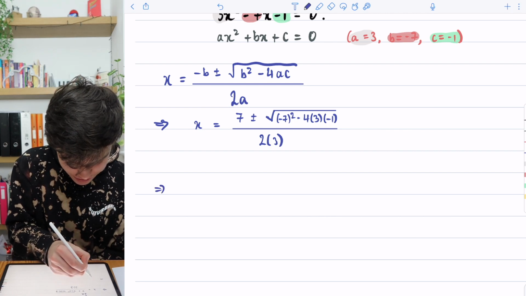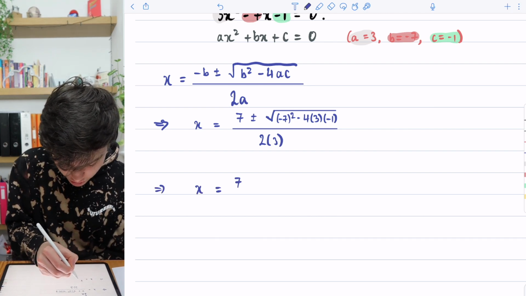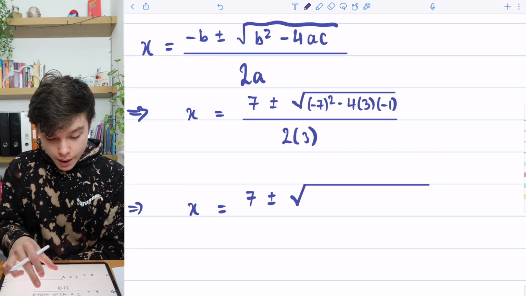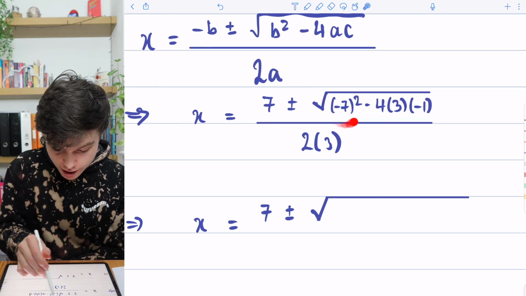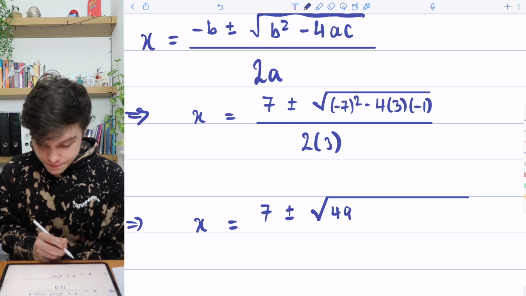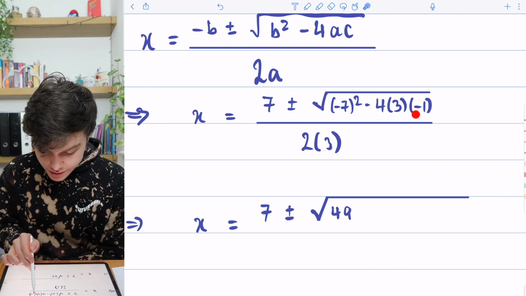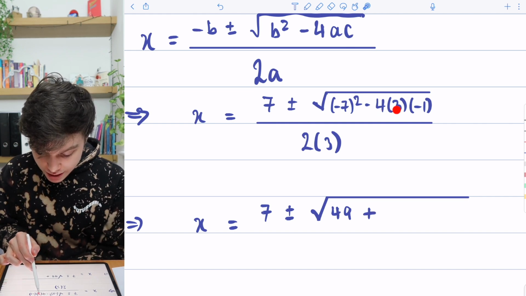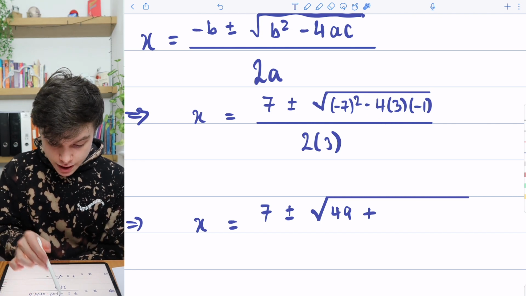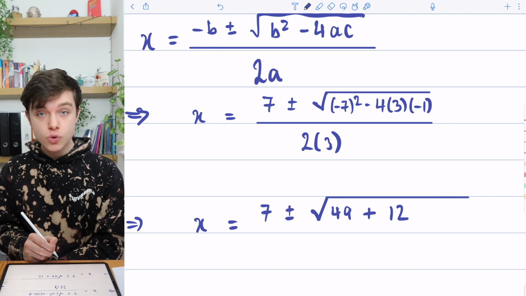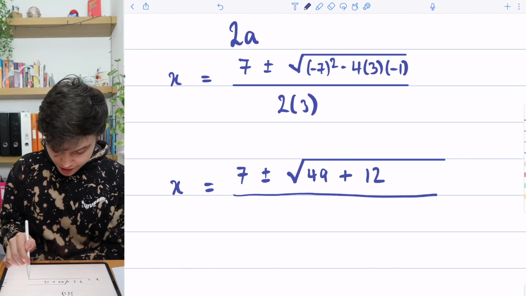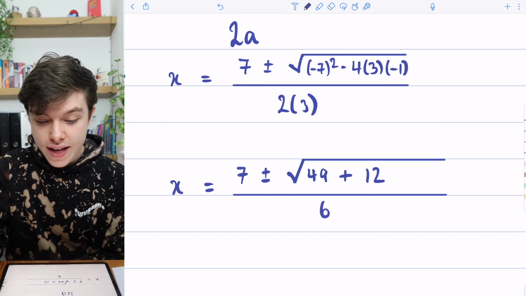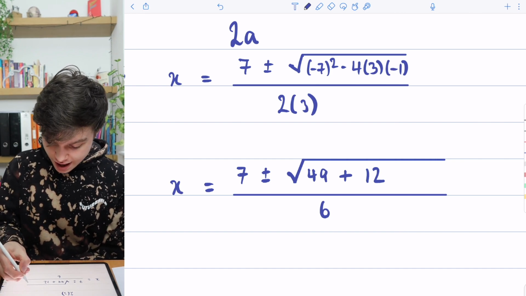Okay, so that then tells us that x is equal to 7 plus or minus the square root of minus 7 squared. We're doing the minus 7 squared under the square root here, which will give me 49. And then minus and a minus is going to give me a plus, and then I'm going to get 4 times 3 times 1 because we've done the sign there. So it's just 4 times 3, which is 12. Then on the bottom here, I'm going to have 6. And just checking, that's exactly what we need. Okay, that's the end of the square root there.